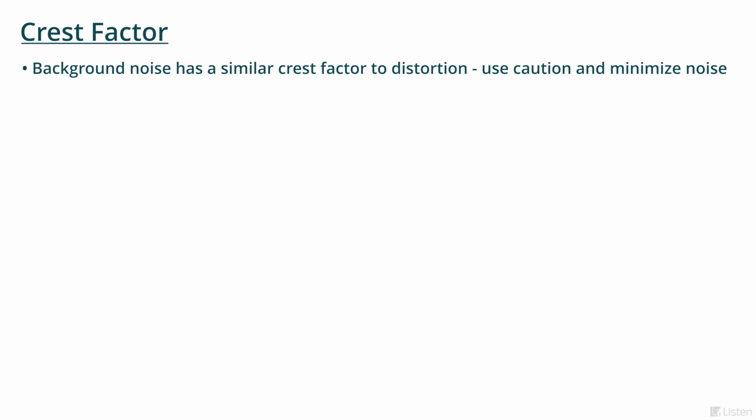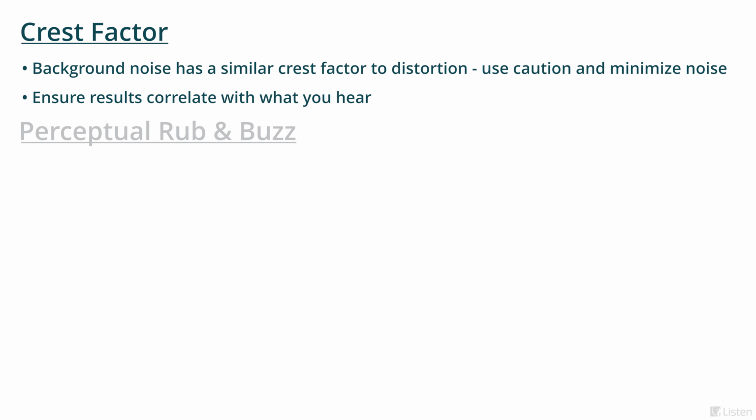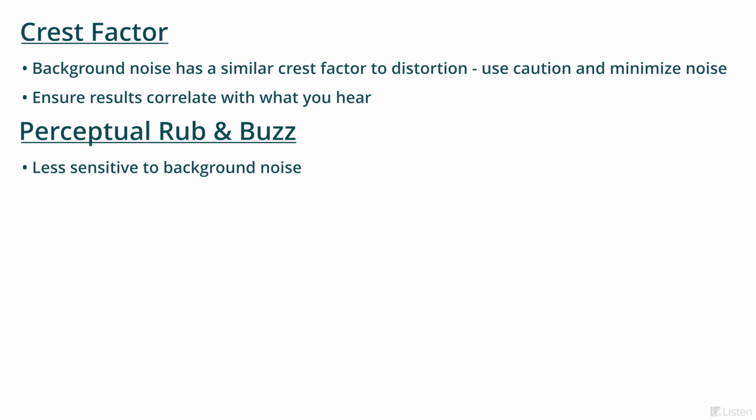However, you have to be a bit careful, as background noise, especially in a noisy factory, can result in similar crest factor results. You have to be very careful to minimize background noise and make sure that the results correlate with what you can hear. I prefer to use perceptual rub buzz and transient distortion versus time instead, as they are less sensitive to background noise and only highlight distortion sounds that are audible to humans.